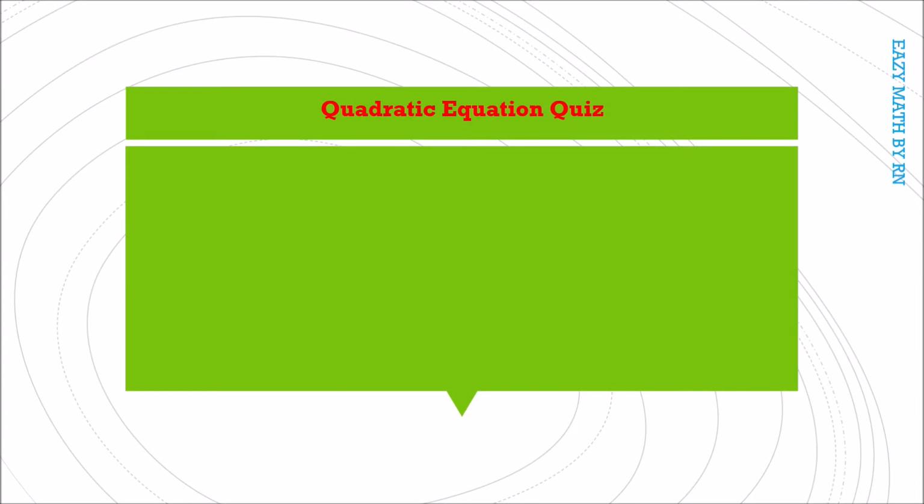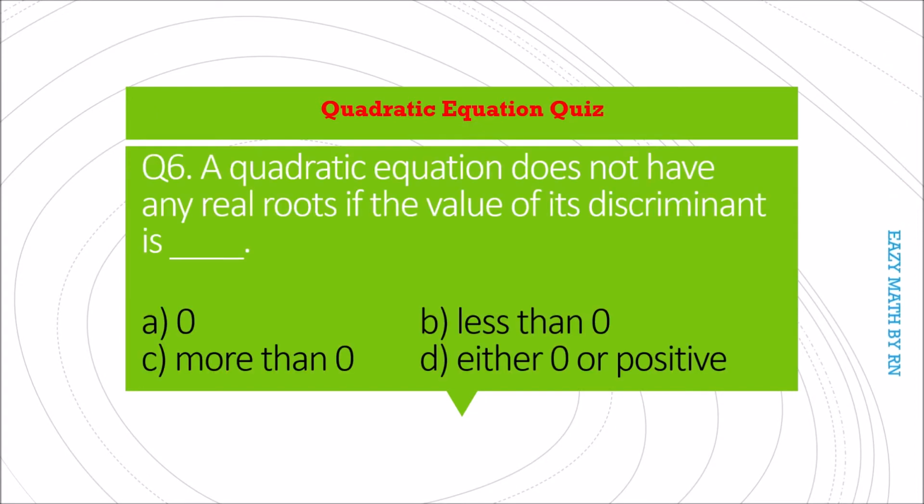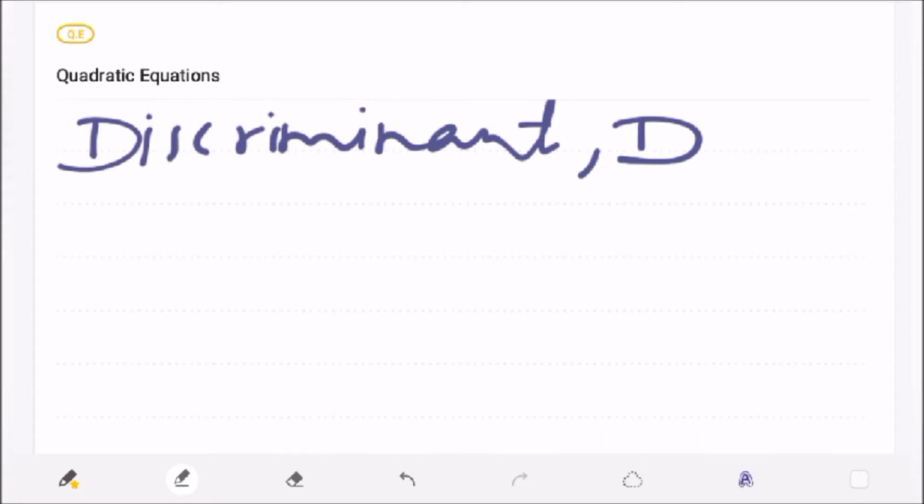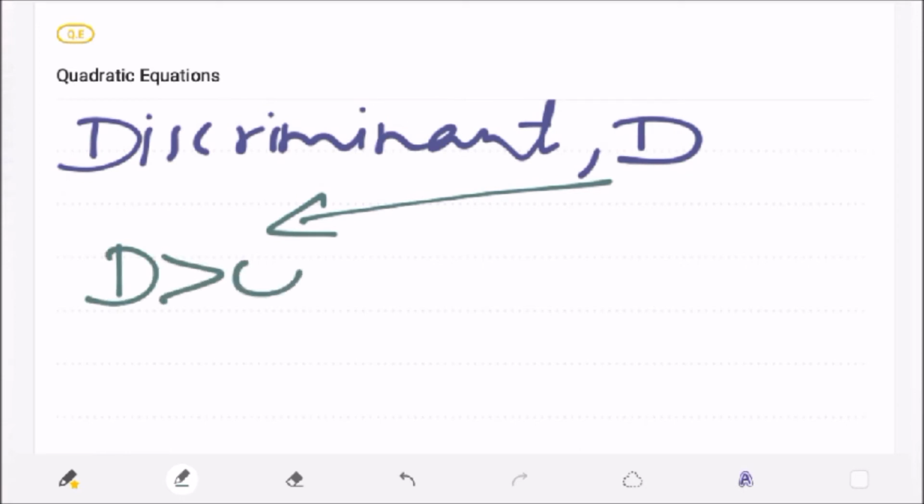Sixth question, a quadratic equation does not have any real roots if the value of its discriminant is 0, less than 0, more than 0 or either 0 or a positive number. So the correct answer is less than 0. So here we are talking about the nature of the roots. So we are going to recall the condition for discriminant.